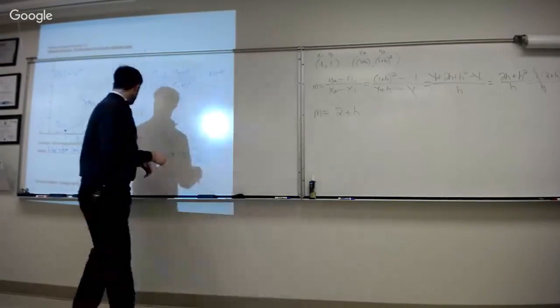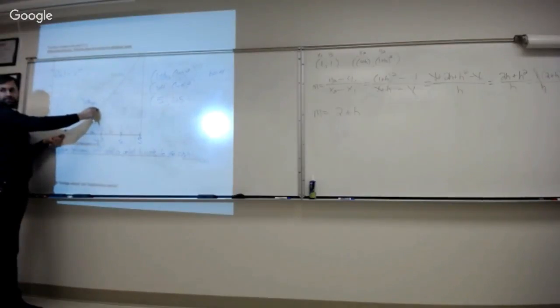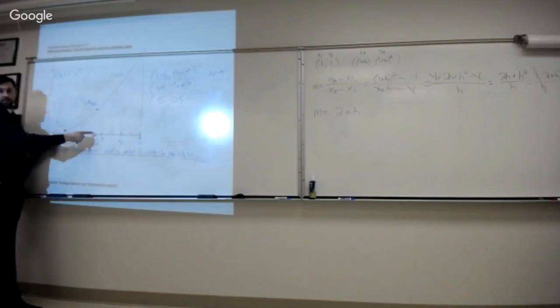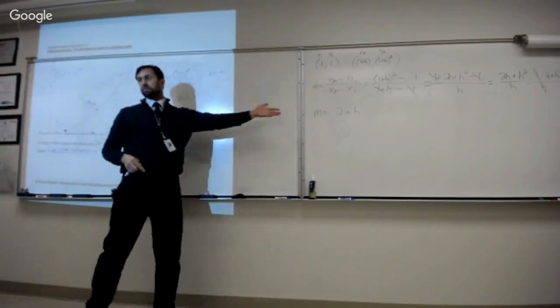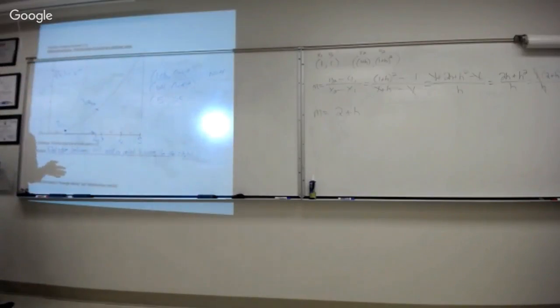What about the other point we chose? We chose 1 and 2. What was the slope between 1 and 2? The slope between the coordinate 1, 1 and 2, 4 was 3. And what's the distance from 1 to 2? h equals 1. And so 2 plus 1 is 3. So this formula really is giving us all the values that we just had a second ago.